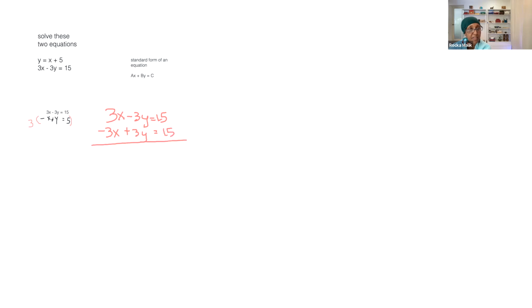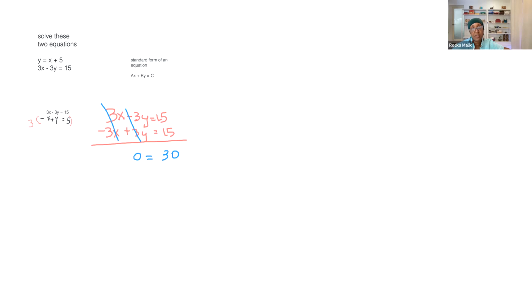So now I can add these together and get rid of something. So 3x minus 3x, that's gone. Minus 3y plus 3y, this is also gone. 15 plus 15, 30. So I have on this side, I have nothing, right? What does this mean? This is a hot mess.